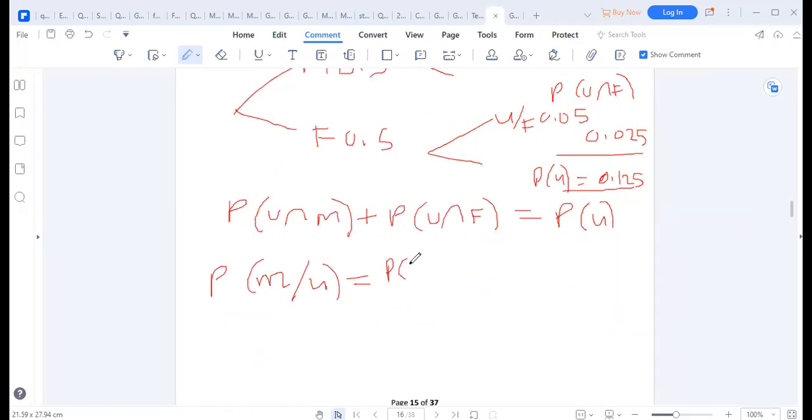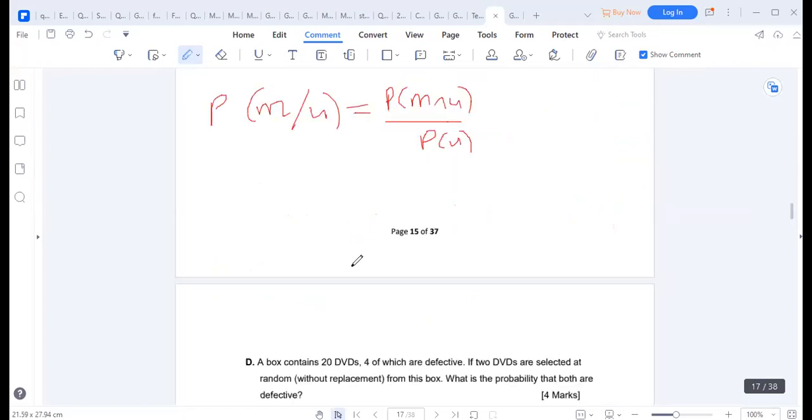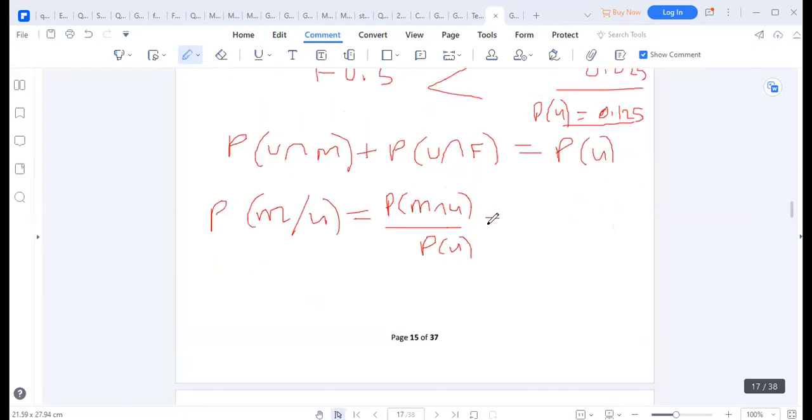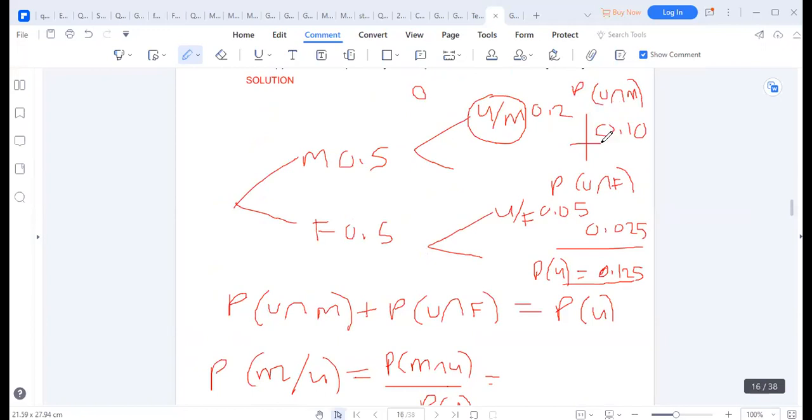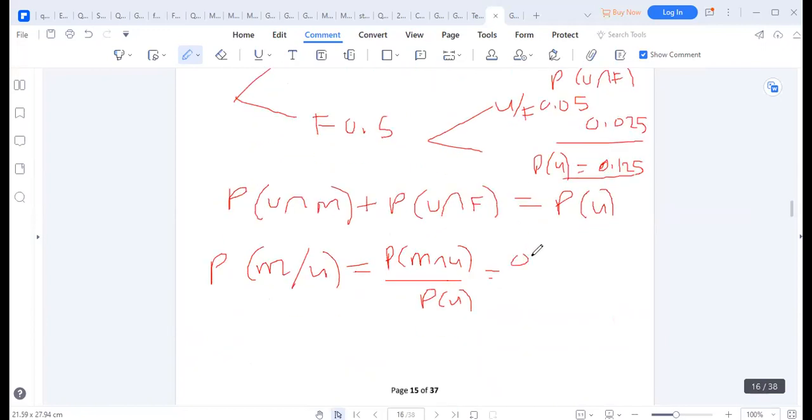So this is simply M intersection U. Since the U is down there, it must also come down there. And the opposite. So here we divided 0.010 divided by 0.125 to get 0.8.